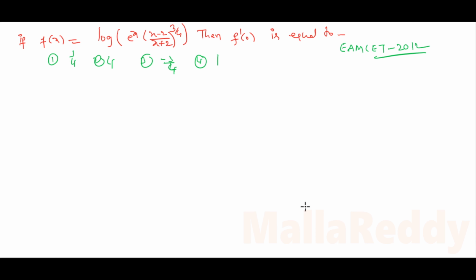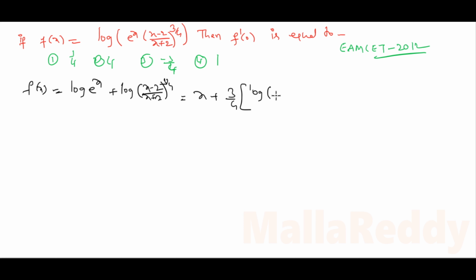If f of x is equal to log of e power x into ((x minus 2) by (x plus 2)) whole power 3 by 4, then f dash 0 is equal to dash. Here f of x is given as log of this. Applying log of m into n, this is written as f of x is equal to log e power x plus log of ((x minus 2) by (x plus 2)) whole to the power of 3 by 4. This is x log e, that value is x, plus 3 by 4 into, using log m by n, log of x minus 2 minus log of x plus 2. So this is f of x.